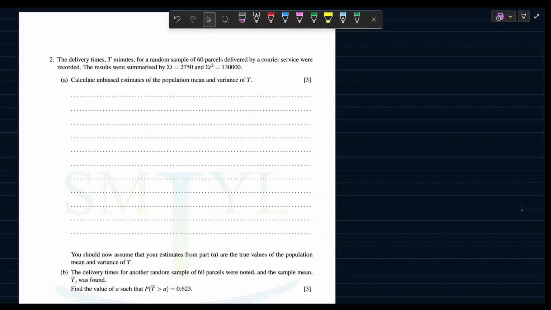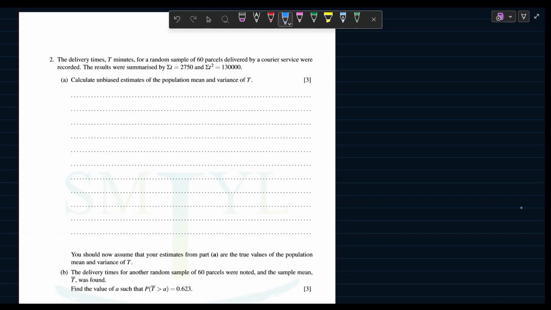Number 2, the delivery times t minutes for a random sample of 60 parcels delivered by a courier service were recorded. The results were summarized by the summation of t is 2750 and the summation of t squared is 130,000. Part A. Calculate unbiased estimates of the population mean and variance of t.